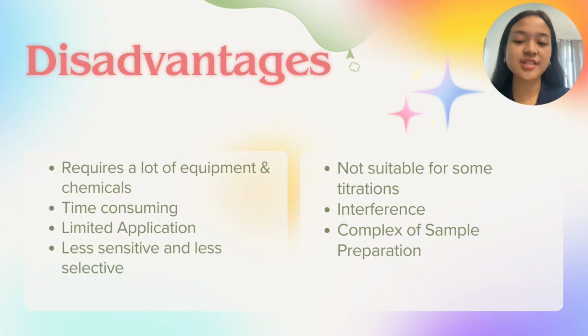Next, we are going to move to the disadvantages of volumetric analysis in cosmetic industry. First, it requires a lot of equipment and chemicals. Second, it is time consuming. Third, it has limited application. Fourth, it is less sensitive and less selective. Fifth, it is not suitable for some titration. Next, interference. And lastly, complex sample preparation.